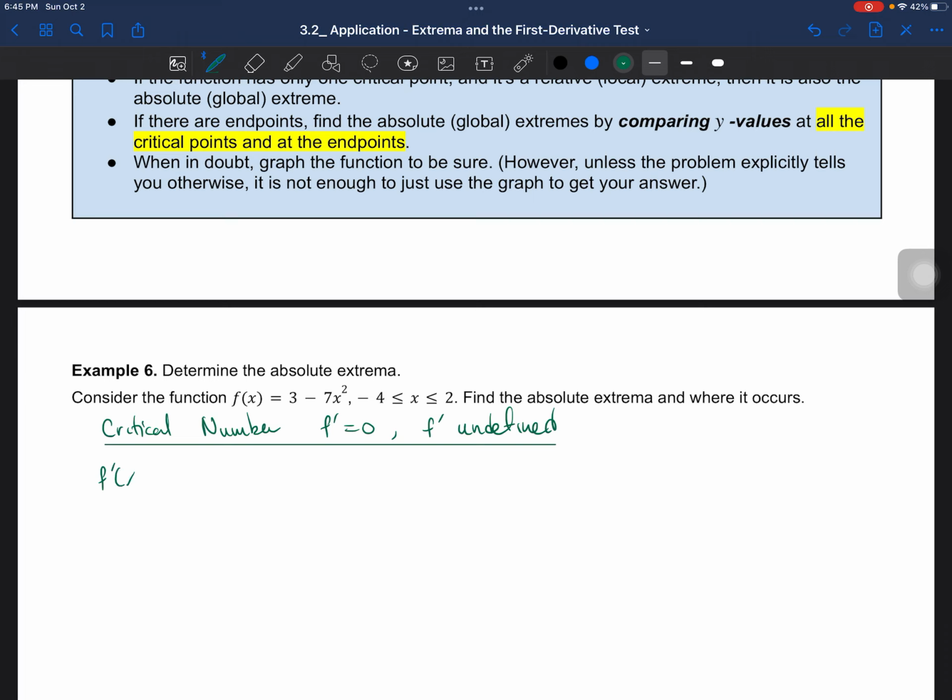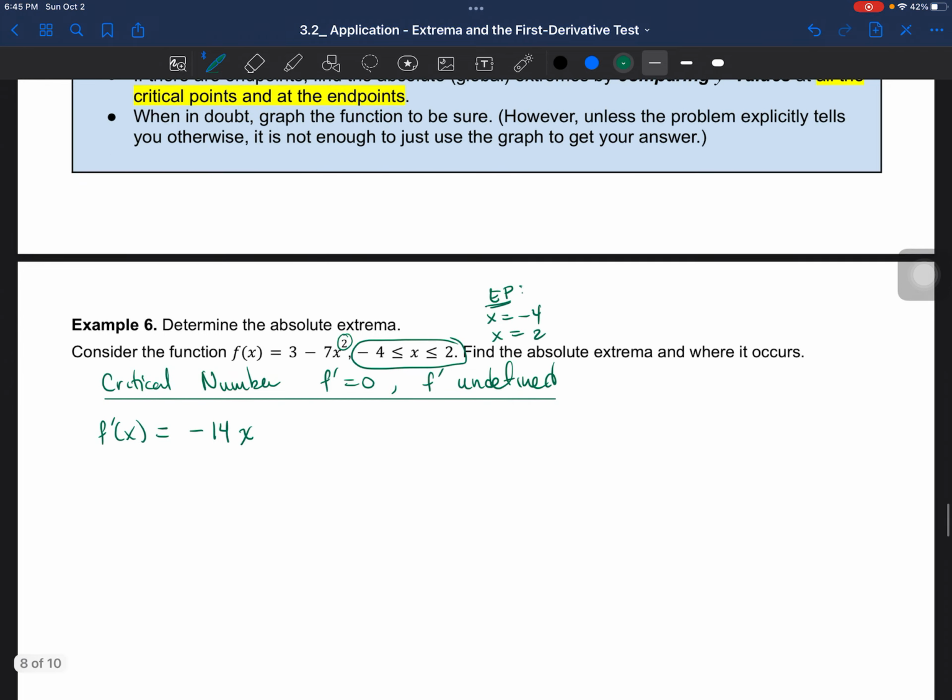So the derivative of f is going to be f prime of x. The derivative of 3 is 0. The derivative of minus 7x squared is minus 7 times 2, which is negative 14, times your x, and then subtract 1 from the power. So 2 minus 1 is 1, but we're not going to write the 1, we're just going to leave it as it is. We're also given the endpoints of the graph, so let's keep that in mind. The endpoints are x equals negative 4 and x equals 2. These are the endpoints of the function.